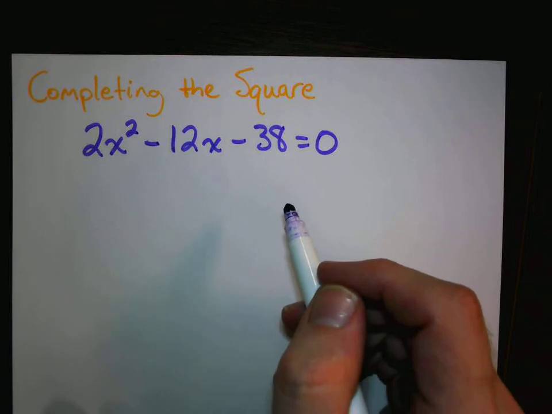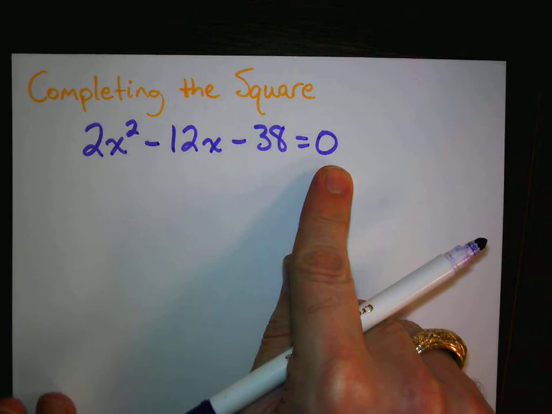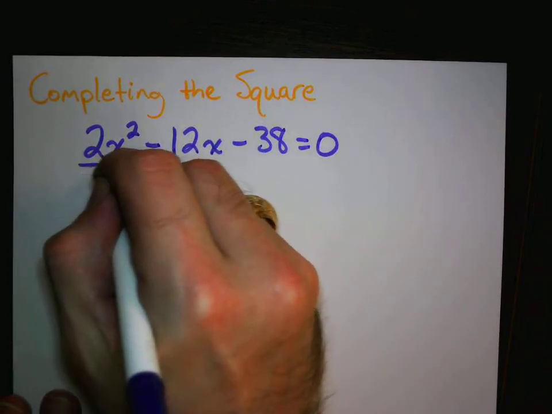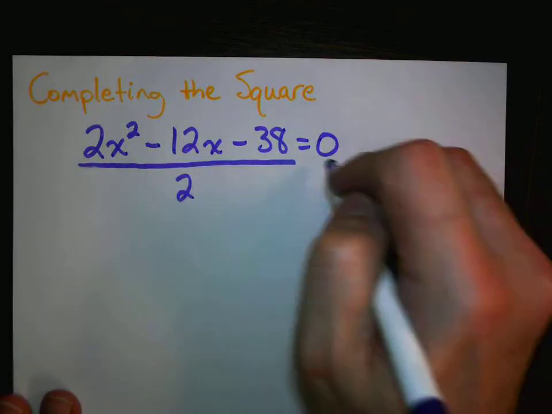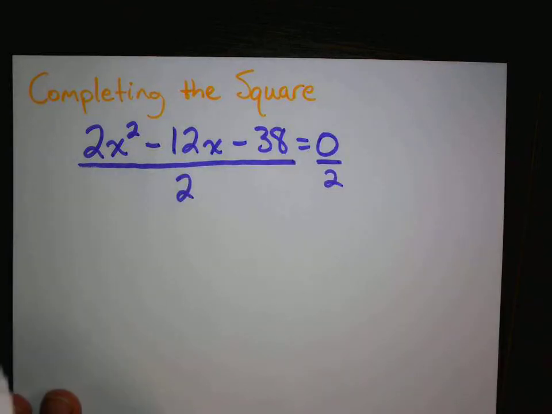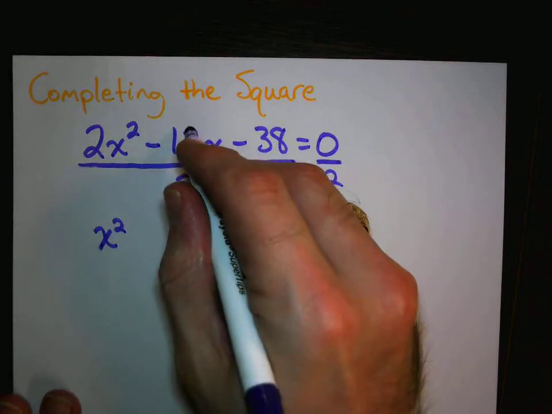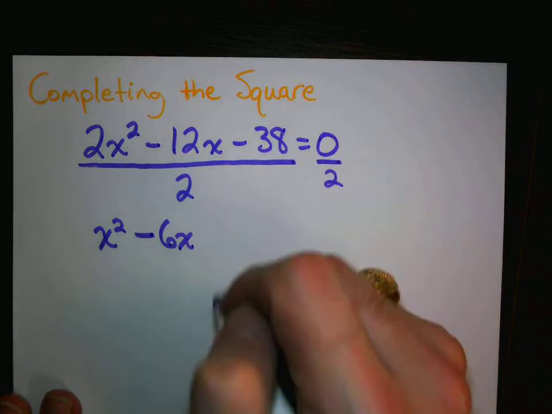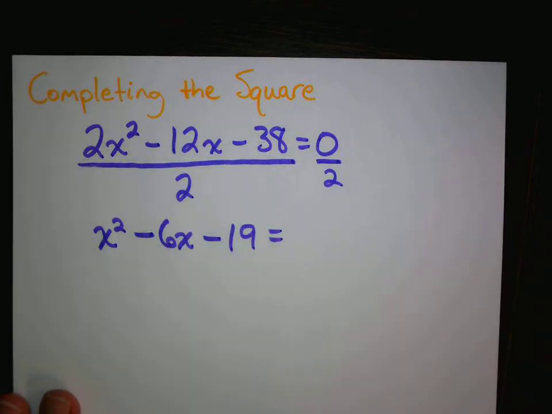Now, what I want to do here, first of all, is I want to make sure that a equals 1. So in this case, a equals 2. All I have to do is divide both sides of the equation by 2. And I find that 2x squared divided by 2 gives me x squared. Negative 12x divided by 2 is negative 6x. And negative 38 divided by 2 is minus 19. And 0 divided by 2 is still 0.